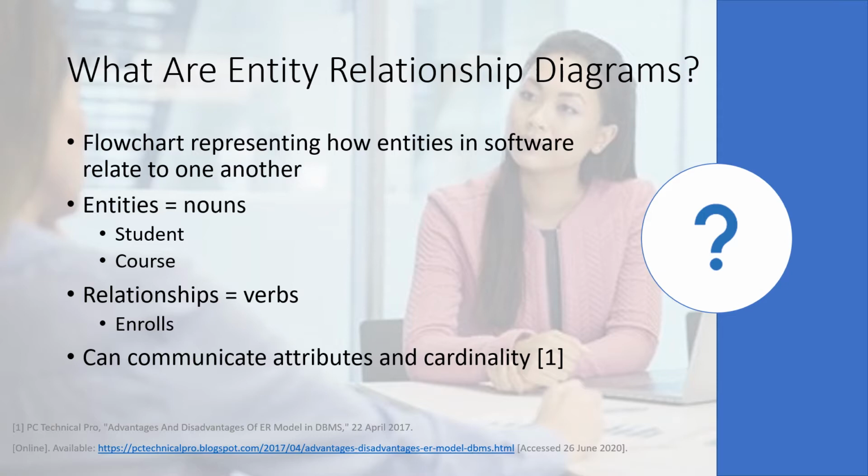For instance, a student and a course could both be entities. The verb that would connect them might be enrolls, as in a student enrolls in a course. The ERD gives us a visual representation of this relationship. Additionally, the ERD provides further information about the relationship by showing the attributes of each entity, such as name for student and ID for course. We can also show the cardinality of the relationship. In this case, we might say that this is a many-to-many relationship, because many students can enroll in one course and one student can enroll in many courses.